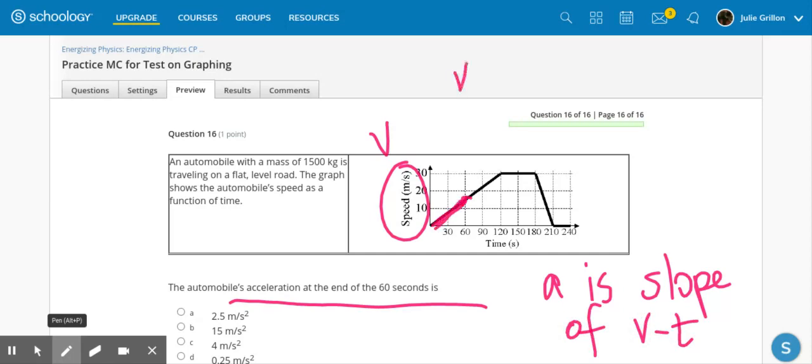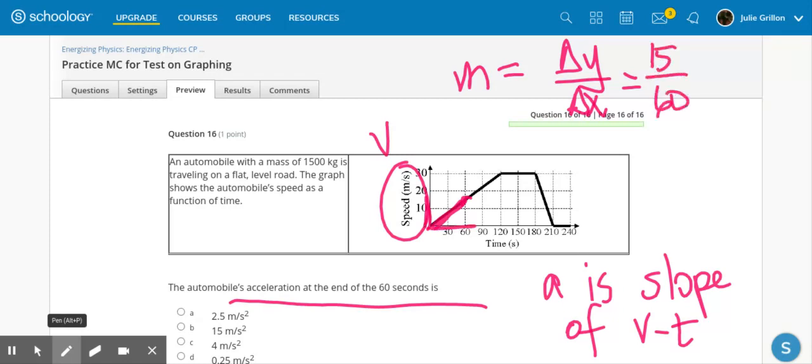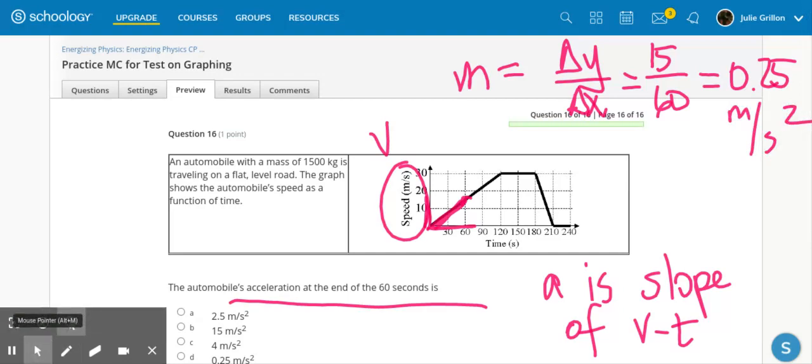So our slope m equals change in y over change in x. So our change in y is about 15. Our change in x is 60. Okay, that is 1/4 or 0.25 meters per second squared. Great, for a second I got nervous. Let me just double check.